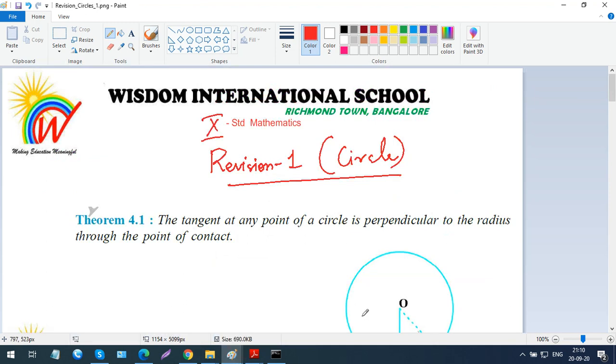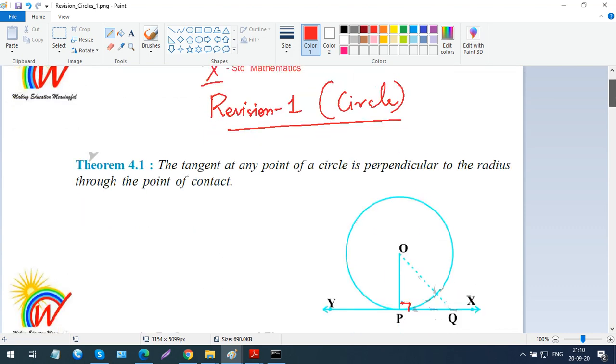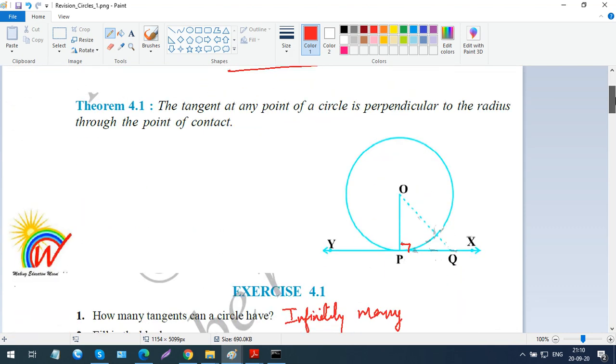You'll be getting a test on both these chapters together. So prepare well. Now, circles is a very small chapter, right? So now here, let's just quickly review this.